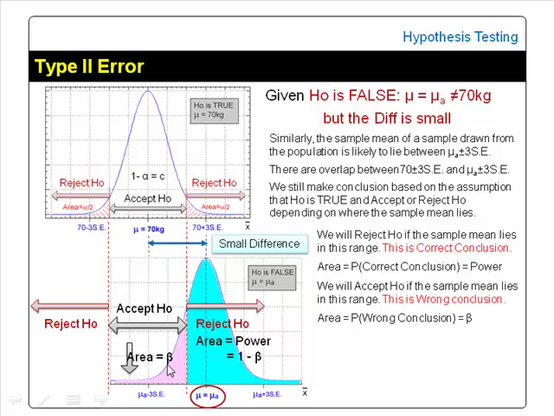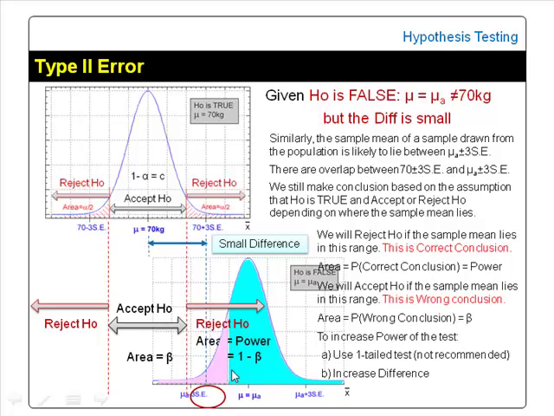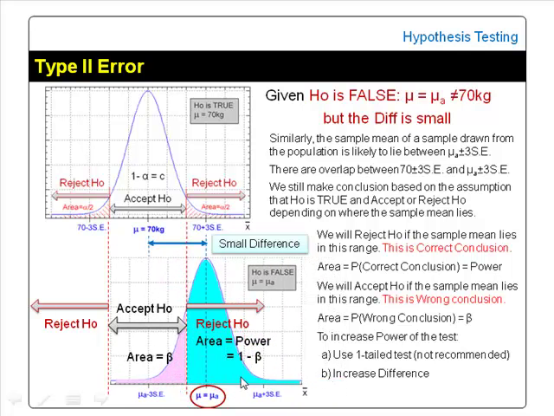We can do a few things to increase the power of a test. We can use a one-tailed test instead of a two-tailed test. Instead of dividing alpha into two tails in a two-tailed test, we have the whole of alpha on the right tail, and this increases the power of the test, the area shaded in blue. Increase the difference we wish to detect. Finally, increase the sample size.